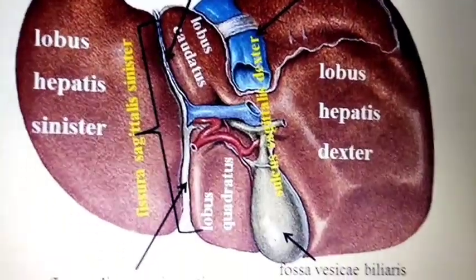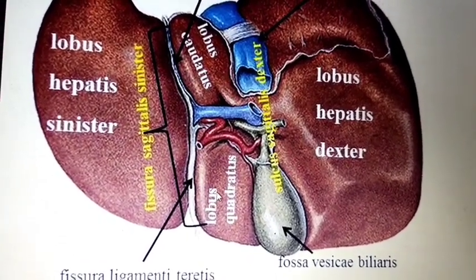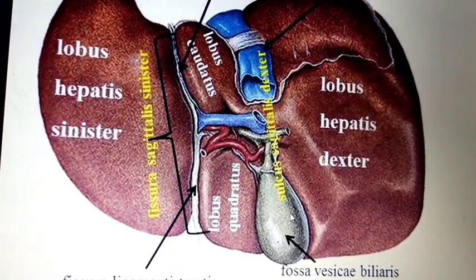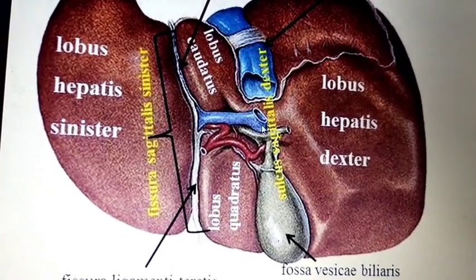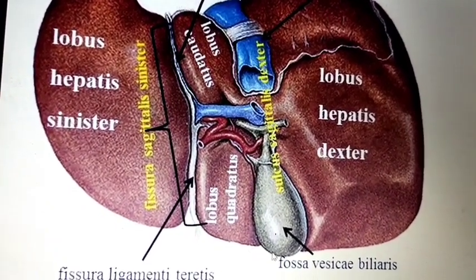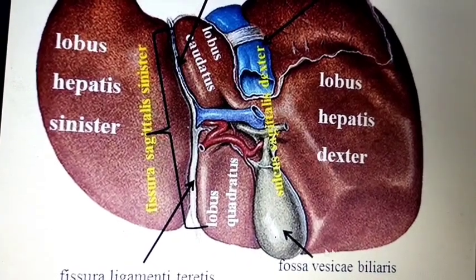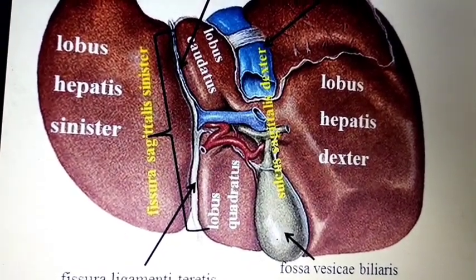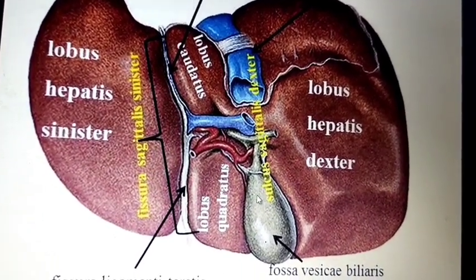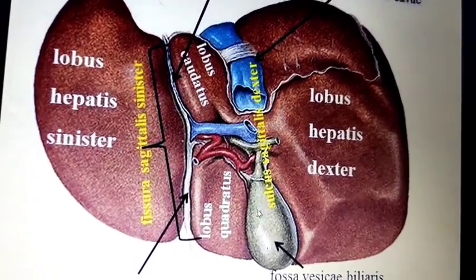Now, I already explained the fossa for the gallbladder, or gallbladder position. It is present just right to the quadrate lobe and left to the right lobe of the liver. Superiorly it is at the right end of the porta hepatis, and inferiorly at the inferior border of the liver. This is the gallbladder fossa, and it looks pyriform or pear shaped.